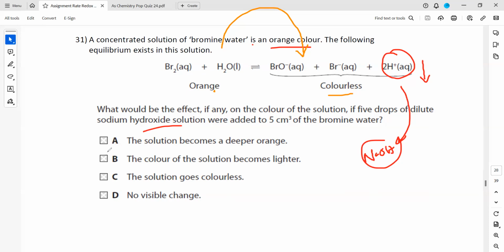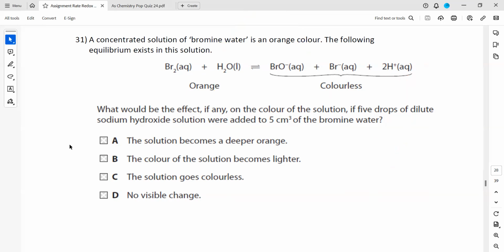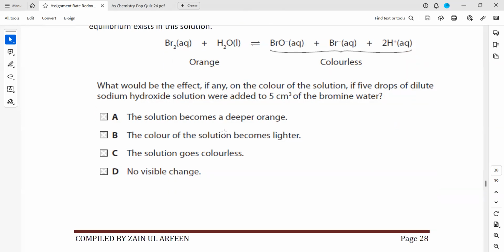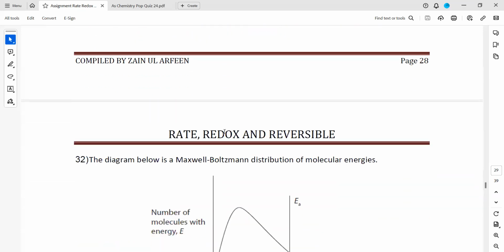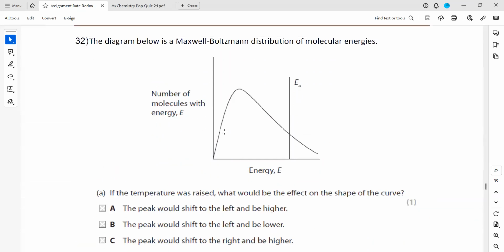As a result, the solution will become lighter or paler. So that's why B is the right answer. You cannot say the solution will be colorless. Why? Because the reactants are still there, but the amount is lower.